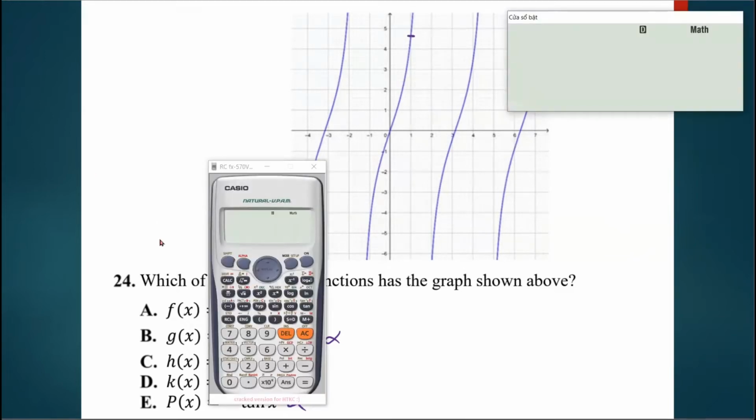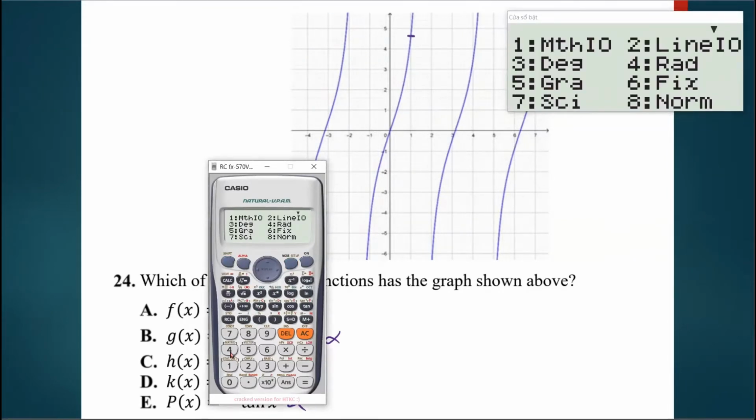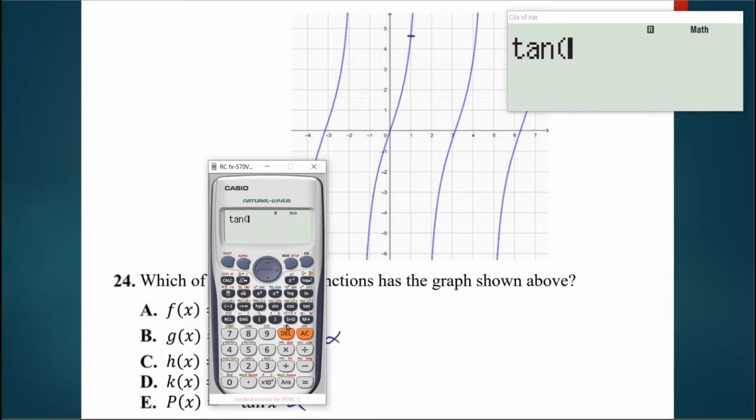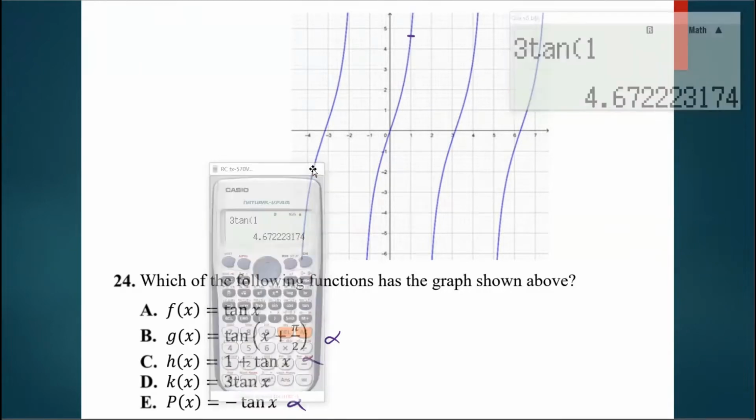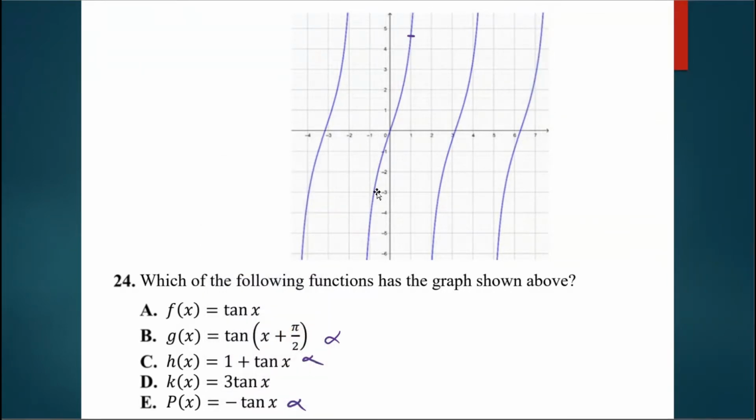Let's apply a calculator. What is tan 1? Make sure you calculate with the calculator set to radian here, very important. What is tan of 1? Tan of 1 is 1.55, but 3 tan of 1 is 4.67. So this one, I believe, is 4.67. So it is a tan stretched by factor 3. So it's D. You need to try a point in this type.